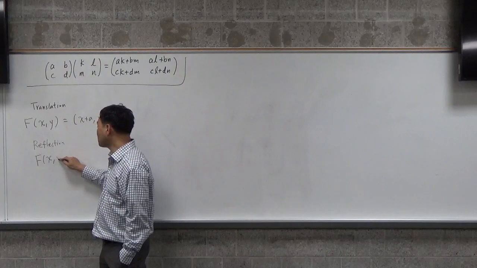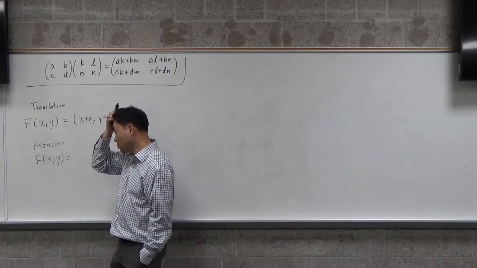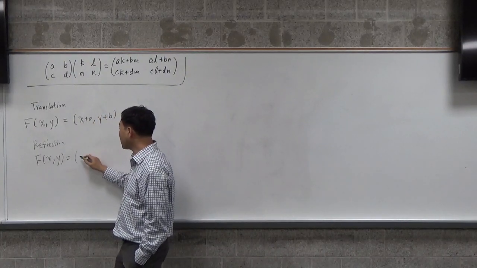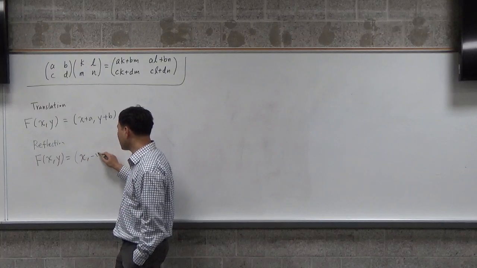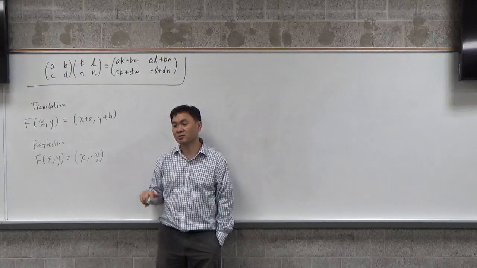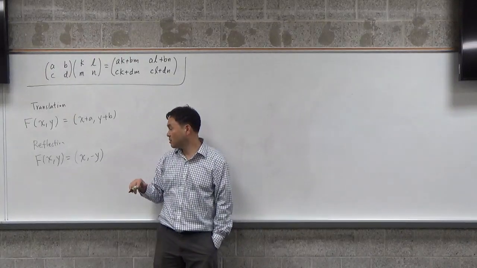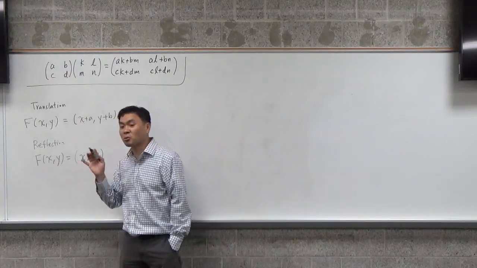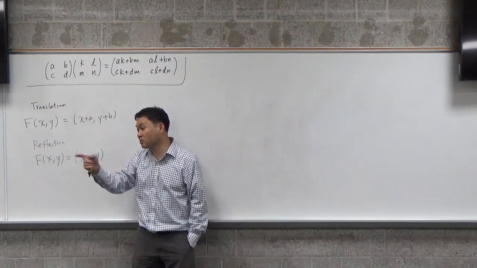There are many examples, but let me just give you one. What happens if you have x comma negative y? What does this do? Yes? It becomes negative x, positive y? For reflection? No. It's a reflection over what? That's my question. Is it reflect? Yes. It's a y-axis?